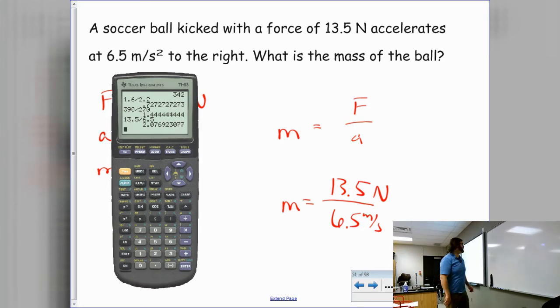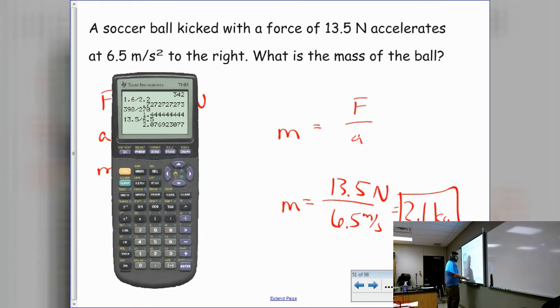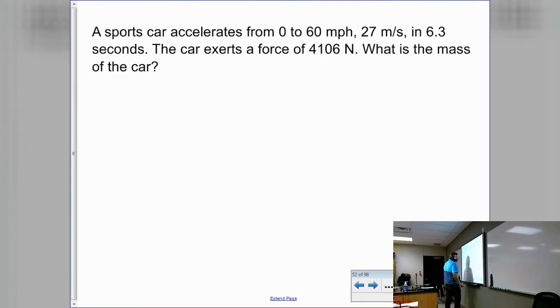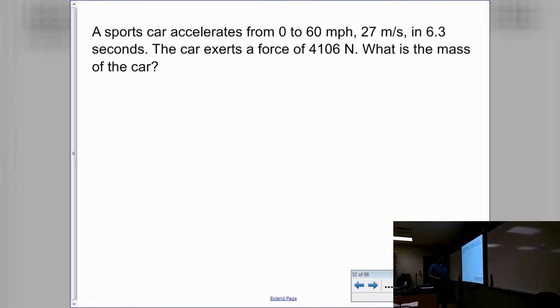Let's just say 2.1, and the units for that would be kilograms. Okay. Now, let's go ahead. In these harder problems, what we're going to be doing is still applying Newton's second law, F equals ma, but we're going to apply it to other equations that we learned in Unit 1, with kinematic equations.